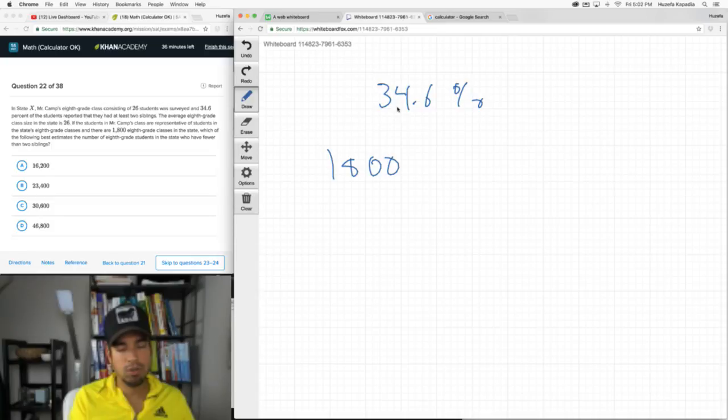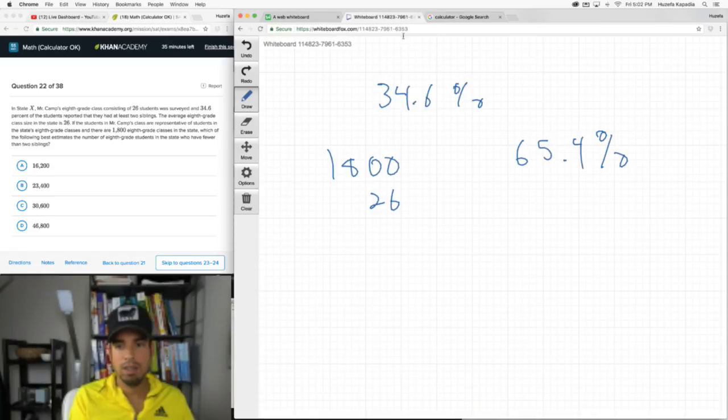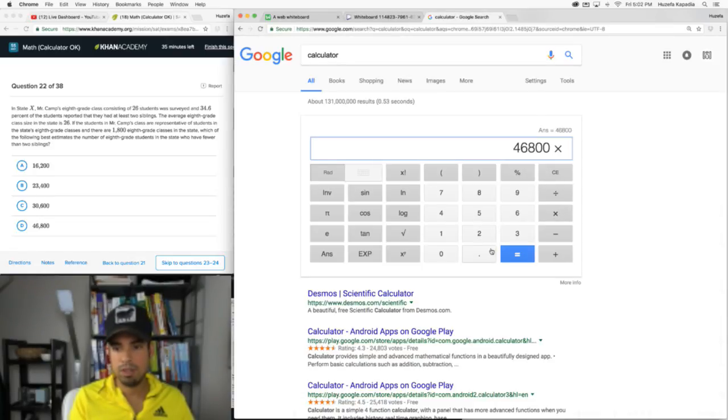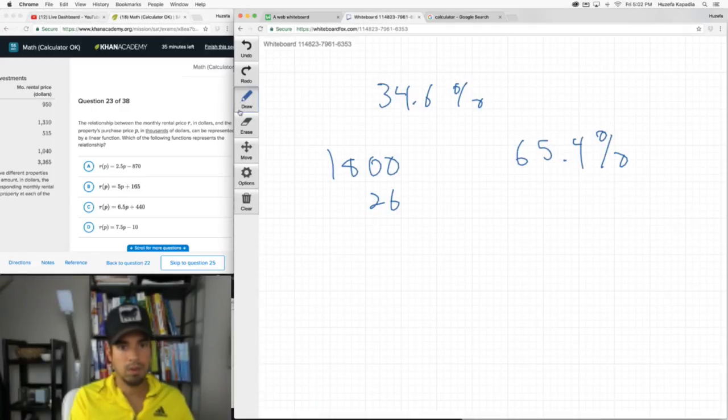So 34.6% have at least 2, so we're talking 65.4% that are what we want. We need to multiply 1,800 by 26 first. So 1,800 by 26 gives us all the 8th graders. And then we need to take 65.4% of that, 0.654. And we get 30,600. That should be right. I think that's good. We can roll with that. Let's go to the next one.